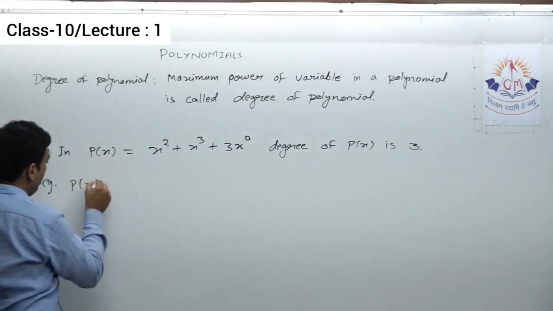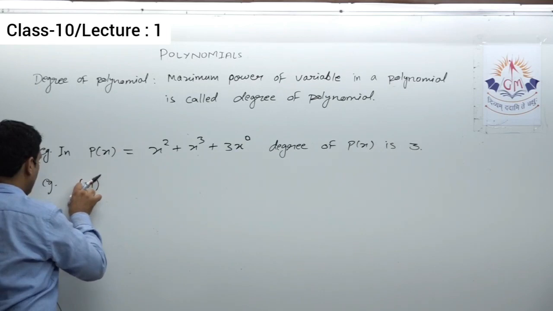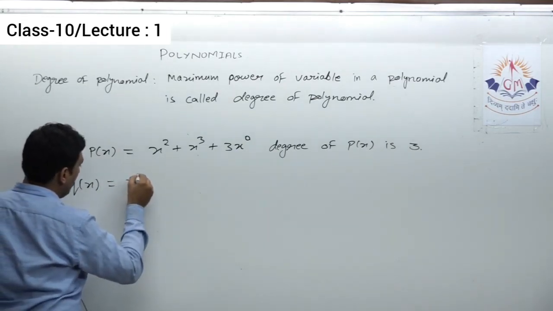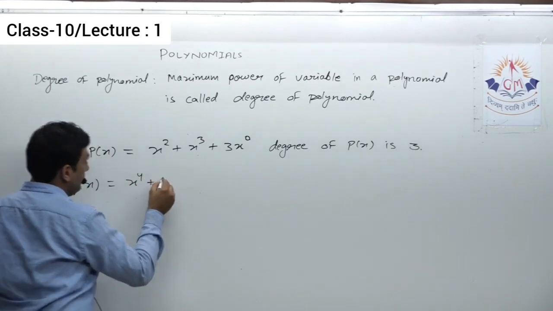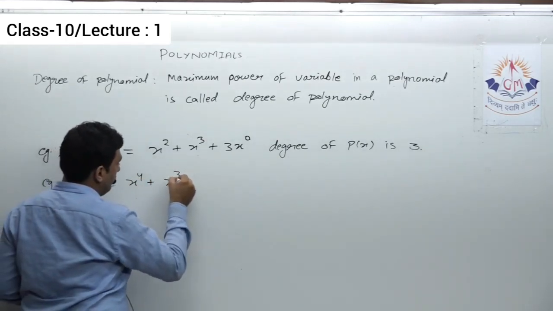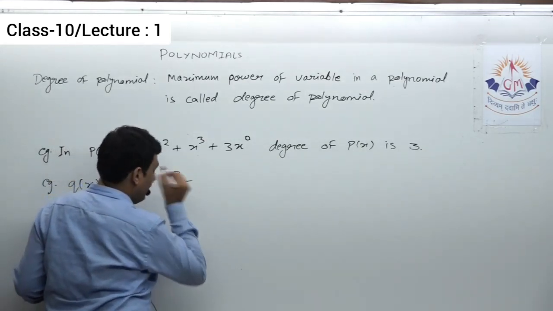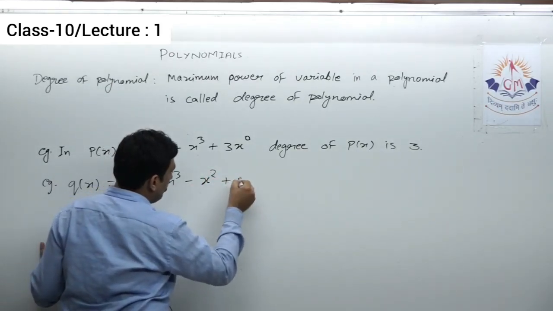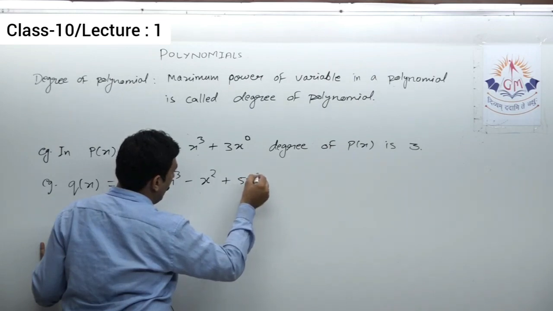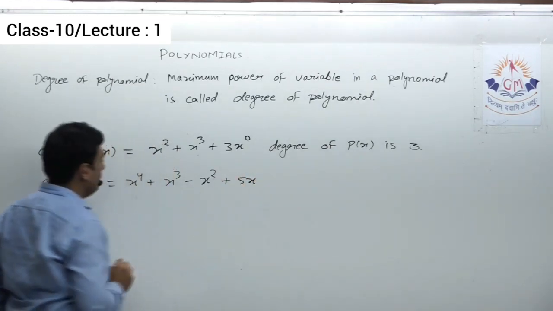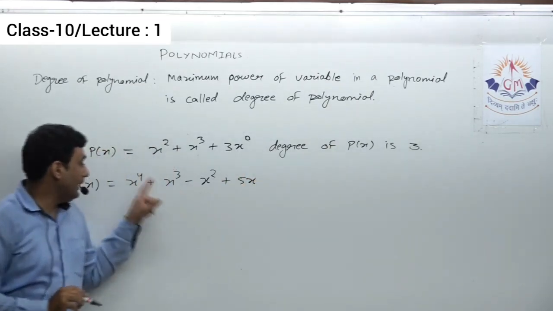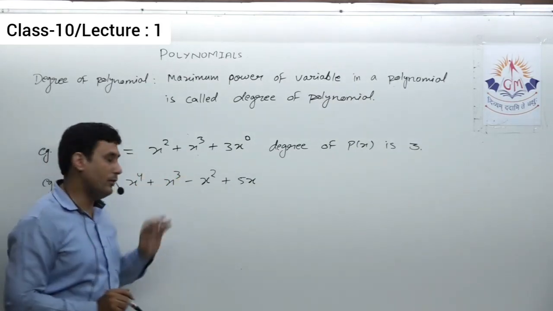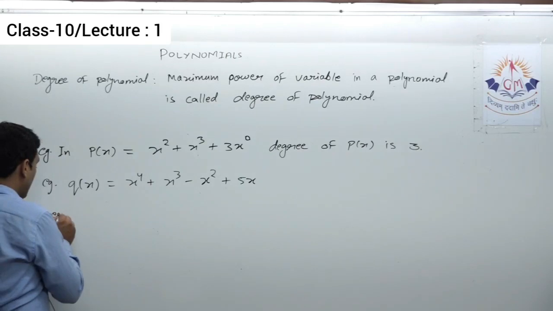Okay, let us see one more example. Instead of p(x), let me write q(x). q(x) is equal to x raised to 4 plus x raised to 3 minus x raised to 2 plus 5x. So here clearly you can see the maximum power of the variable is 4, so its degree is 4.